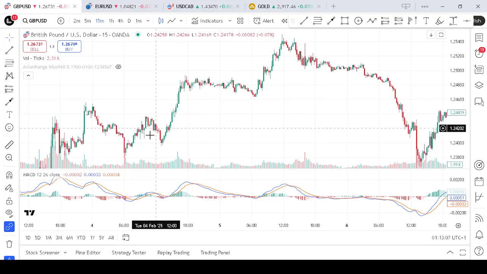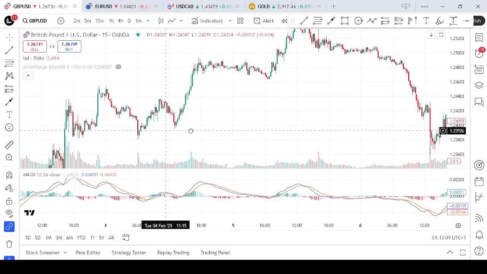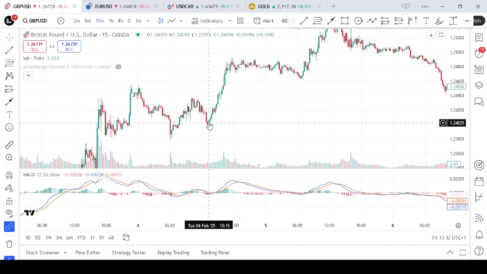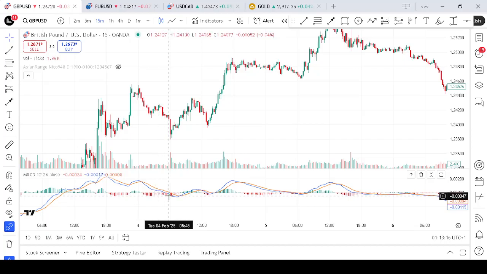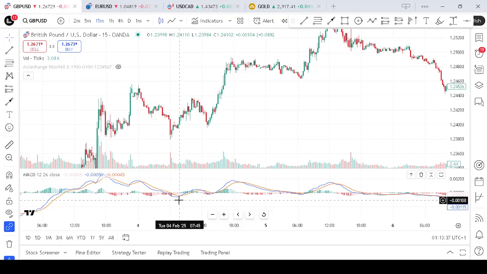The histogram represents the difference between the MACD line and the signal line. The height of the bars in the histogram indicates the strength of the momentum. When the histogram bars are large, it signals strong momentum in that direction. When you see small bars, it indicates weak momentum. Observing changes in histogram size can provide additional confirmation of the trend.